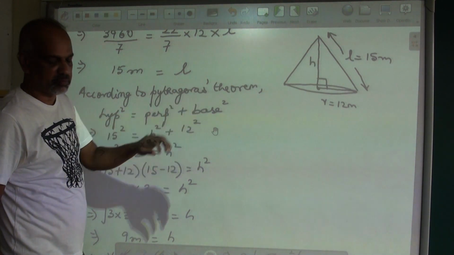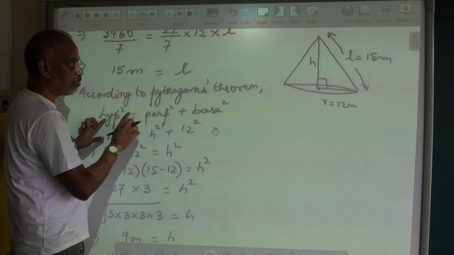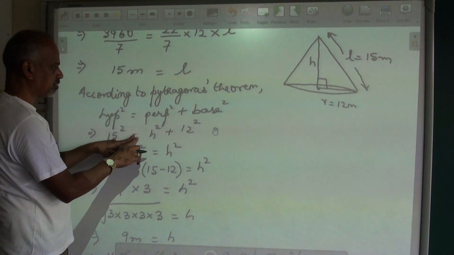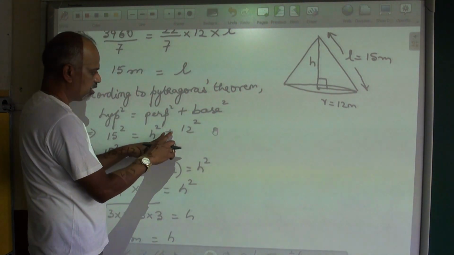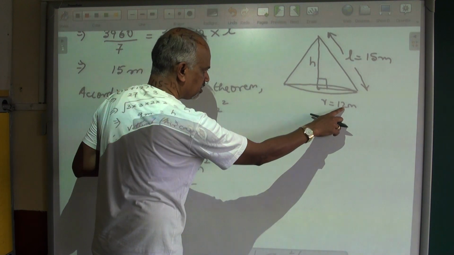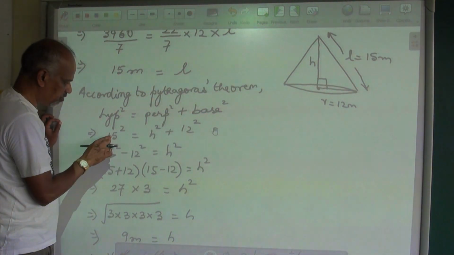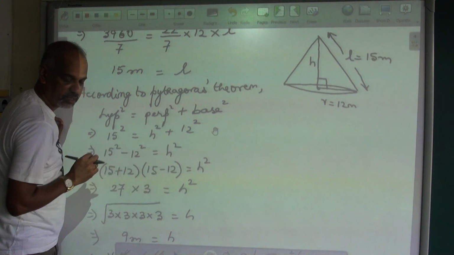According to Pythagoras theorem, hypotenuse squared is perpendicular squared plus base squared. Hypotenuse is this, which is the l value, 15 squared, is equal to perpendicular, which is 8 squared, plus base, which is this, 12 squared. Bring the 12 squared to the left hand side: 15 squared minus 12 squared is 8 squared.